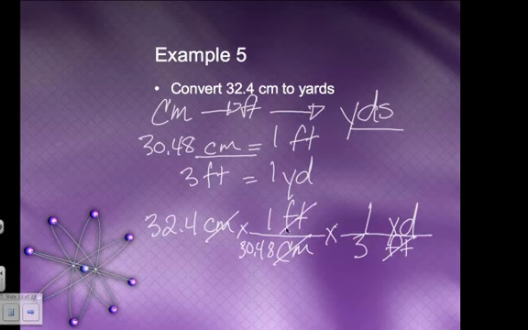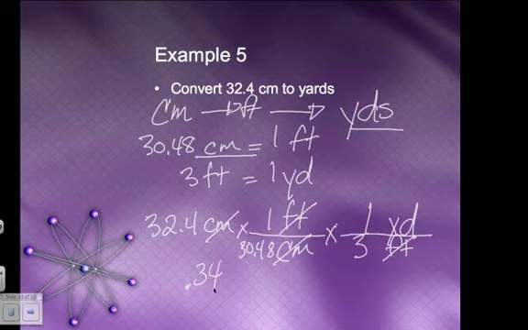So take my calculator out. Numbers on the top you multiply, numbers on the bottom you divide. So 32.4 divided by 30.48. I don't need to multiply by 1, that's why I skipped that. Divided by 3. Okay, 0.34.